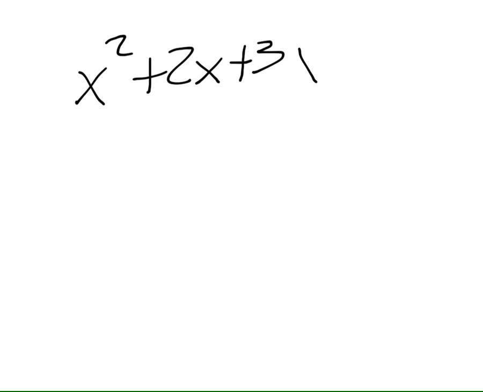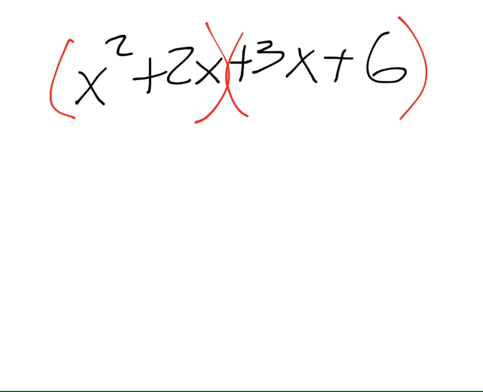The second one says x squared plus 2x plus 3x plus 6. Four terms, they all don't have a GCF, right? There's not something that's in common with all of them. So I need to try and group them first. Let's start by trying to group the first 2. Let's start by trying to group the second 2.